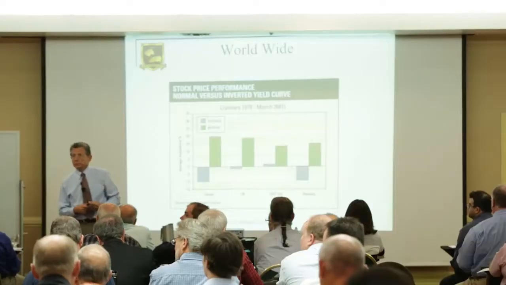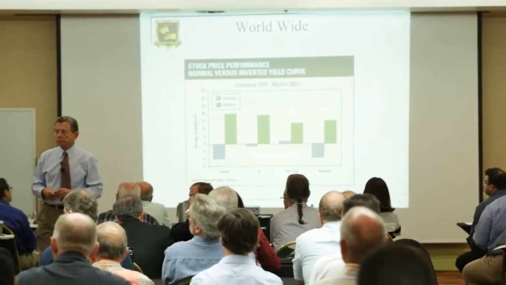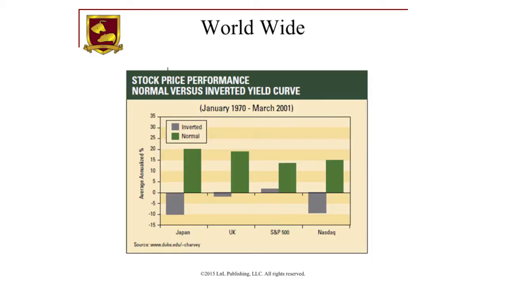Question? The S&P is the only one that shows positive for the inverted, even though it's much, much less. Is that because it's being used as a hedge? If you look closely at the chart, you'll see when the yield curve was inverted, the S&Ps made a little bit of money, but that was from 1970 to 2001. Once you put in 2001 and the 2007 bear market, that drops down. A great long-term indicator.